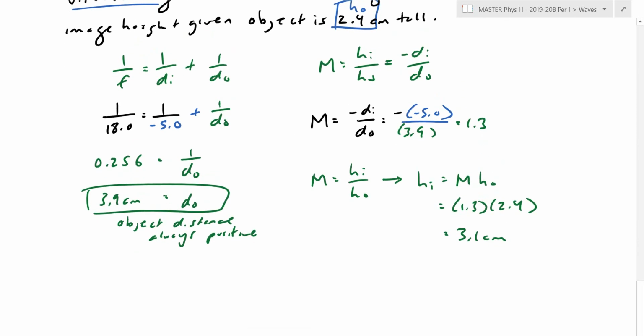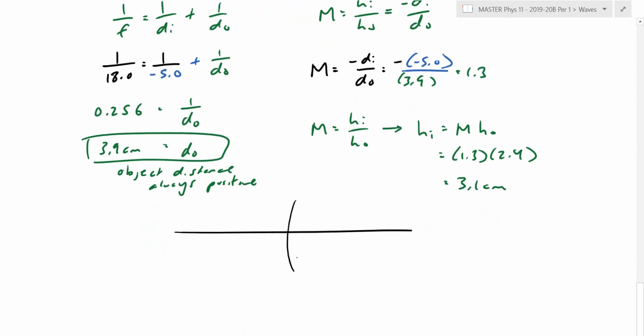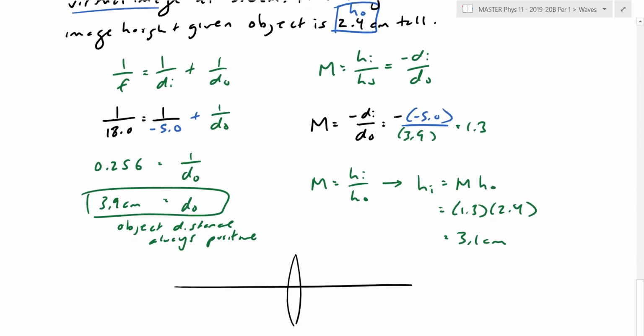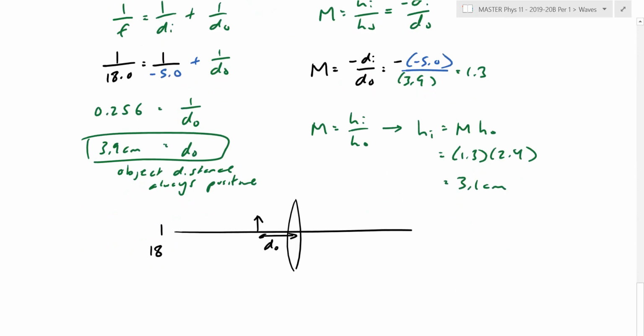Let's draw a ray diagram just to make sure this is all good. So we have our principal axis. I have a convex lens. I know it's a positive focus. The focus itself is at 18. The object is only at 3.9. So the focus is way out here, somewhere at 18. 3.9 would be somewhere down here. So this is my object distance, that's my do. I'm going to draw my light rays here. The focus on the other side, I can even say -18. Remember, this is the virtual side of the lens. This is the positive side of the lens. This is the real side of the lens.